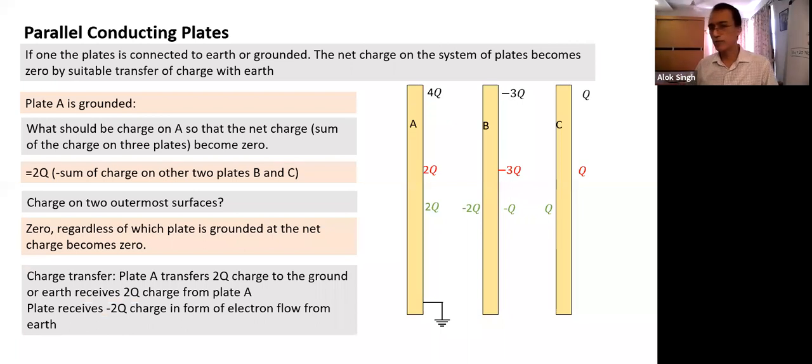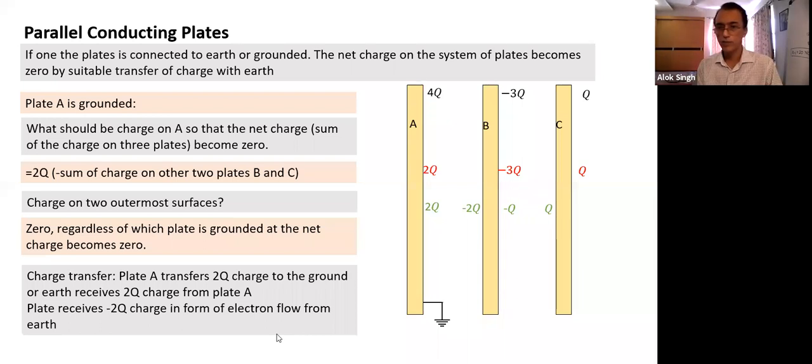In the first one, what we have done, I grounded plate A. In the next one I'll ground plate B, and finally C. The method is similar. All of you should be able to calculate. Are all clear? Anybody has a doubt? Please raise the doubt now. Are all clear? No doubt at all on how to calculate charge? So I lower all the hands.